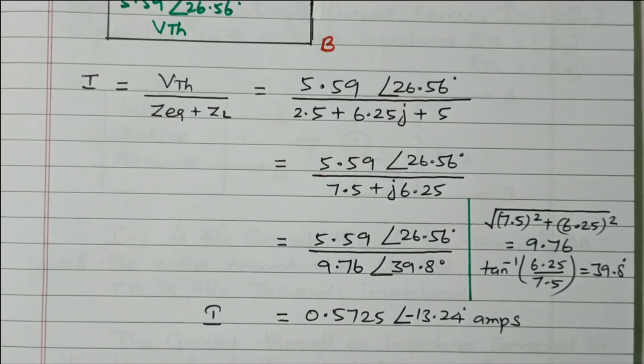So in this problem we solved the problem based on Thevenin's theorem. We calculated the Thevenin equivalent circuit, V Thevenin in series with Z Thevenin. Then the load terminal is connected. So after the simplified circuit, we can easily calculate the load current.